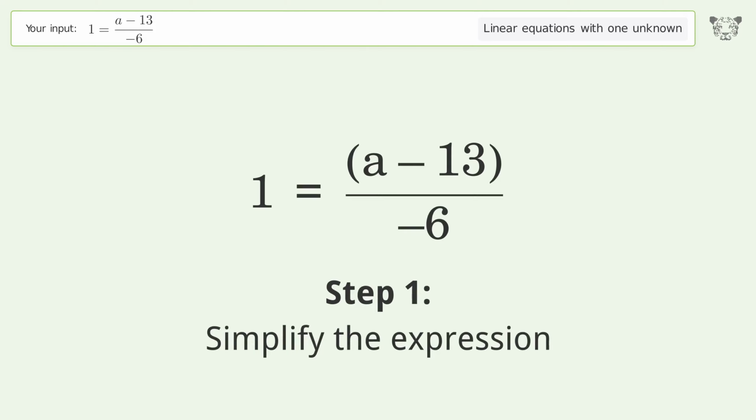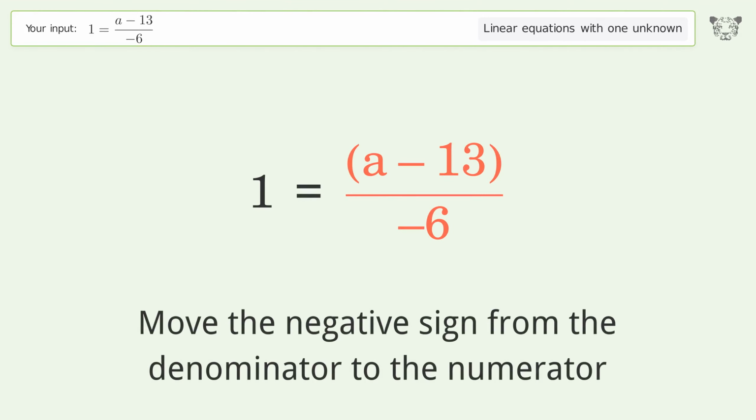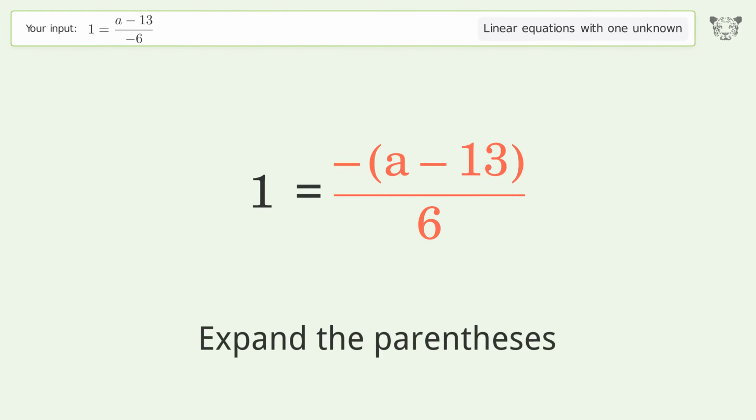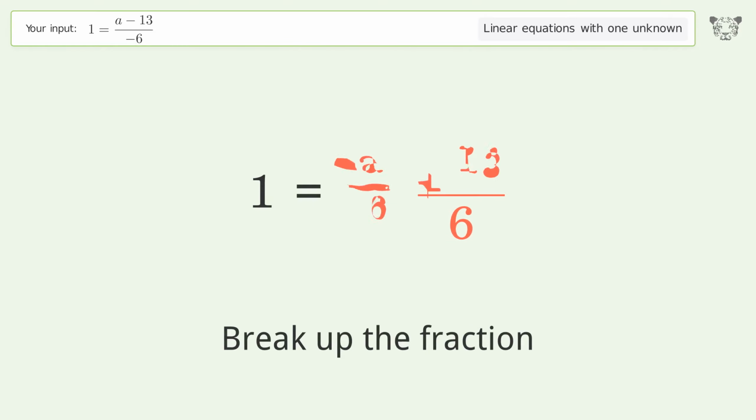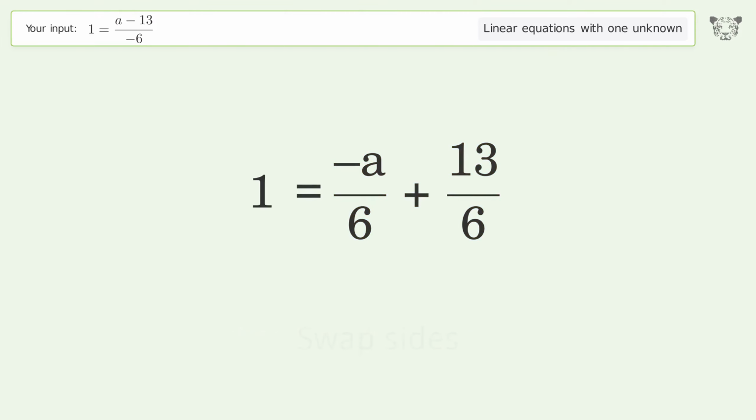Simplify the expression. Move the negative sign from the denominator to the numerator. Expand the parentheses. Break up the fraction. Swap sides.